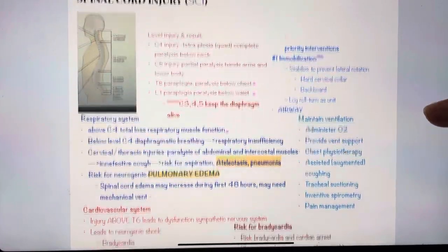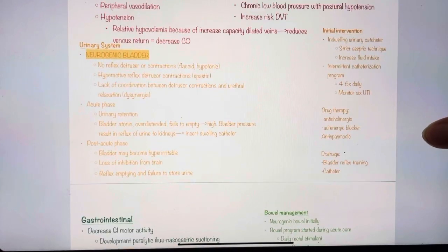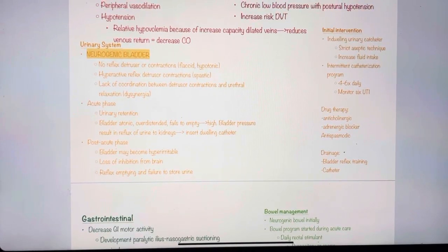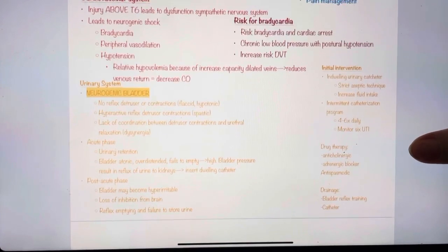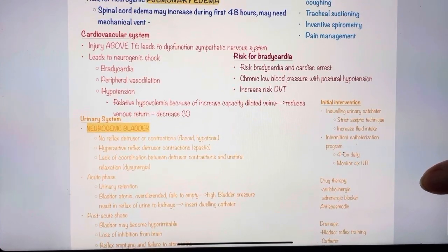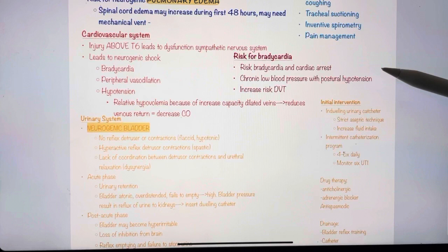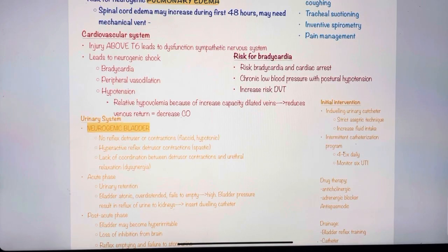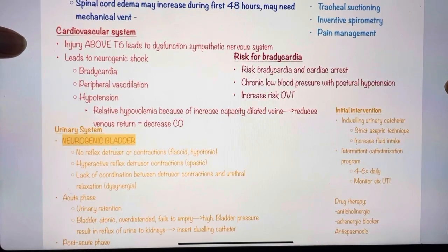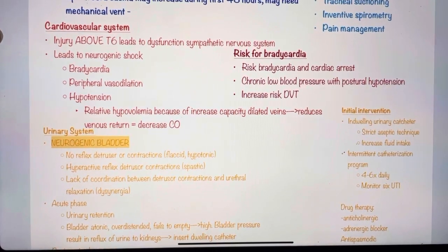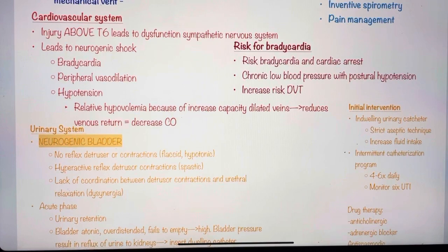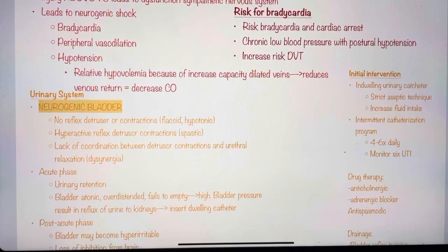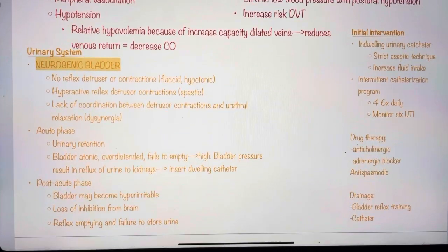Due to this interruption with the cardiovascular system, there's always that risk for bradycardia. That risk for bradycardia can lead to cardiac arrest, chronic low blood pressure with postural hypotension, and due to the fact that blood is pooling and that decreased venous return, we will automatically have a risk for DVTs. Anytime that blood is not flowing like it should be, that risk for DVTs is also there. So keep that in mind.